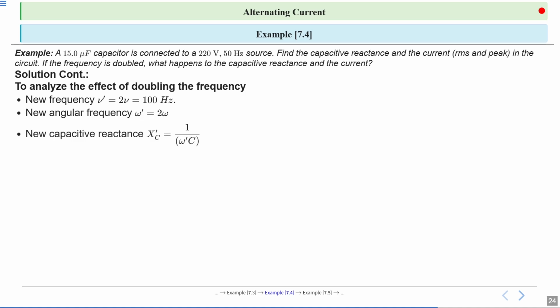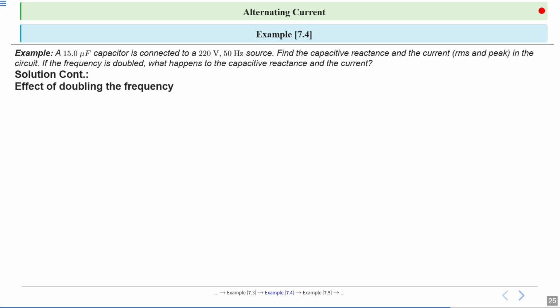New capacitive reactance Xc dash will be equal to 1 by omega dash c. So omega is doubling, it will become 1 by 2 omega c. So 1 by omega c is Xc, so it will become Xc upon 2. It will become half of its initial value. So Xc dash will be equal to 212 ohm upon 2, and it is equal to 106 ohm. Okay, so it will become half because frequency is doubling.